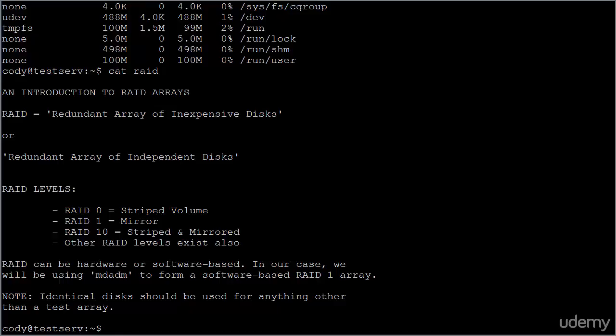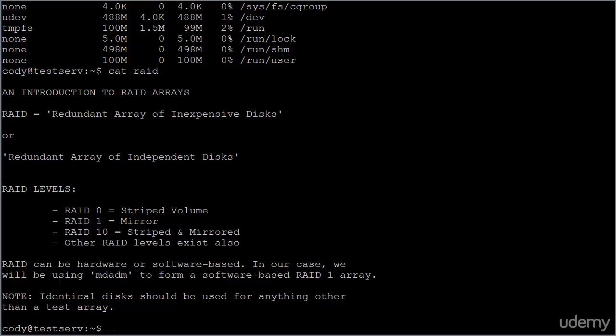In the following video, I'll walk you specifically through the process of creating a RAID 1 array on Ubuntu Server. And in the final video in this segment series, we'll show you how to remove a RAID array from your system. Let's get started talking about what RAID is.